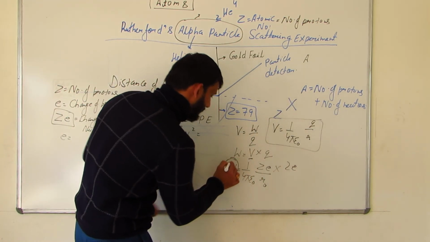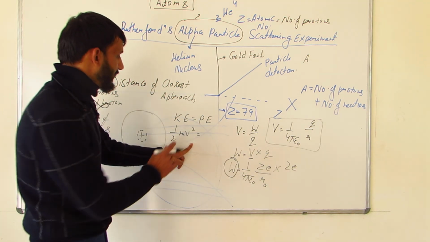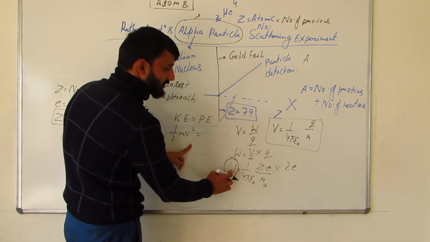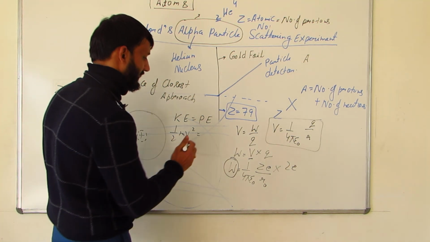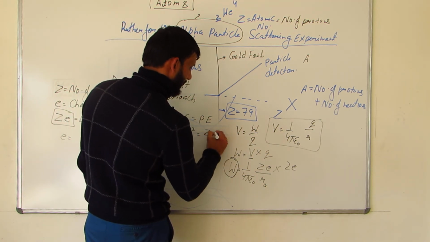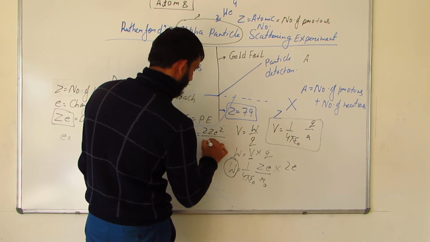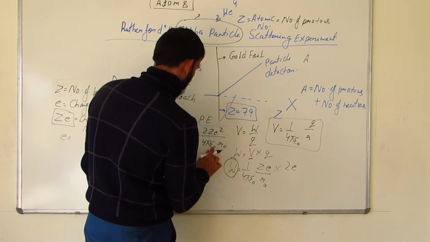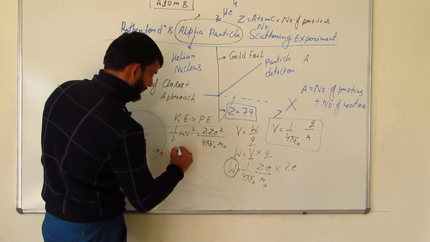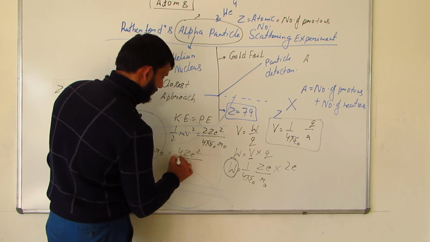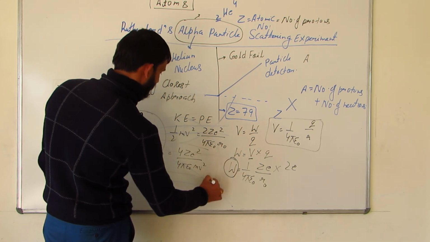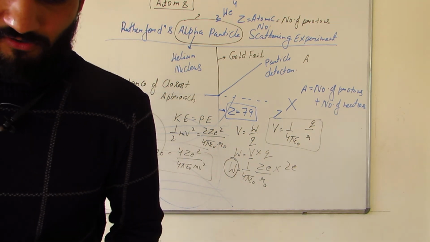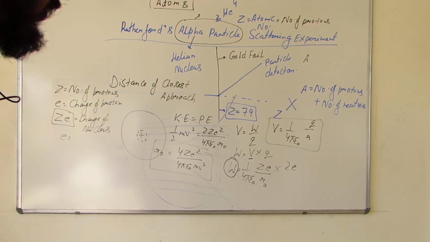So this amount of work done will become the potential energy. Whatever work we do against this force of repulsion becomes the potential energy. Therefore it will be 2Ze square upon 4 pi epsilon naught r. Now r naught will be 4Ze square upon 4 pi epsilon naught m v square. I am not cancelling out the 4 because I know the value of 1 upon 4 pi epsilon naught, so that is how it could work out.